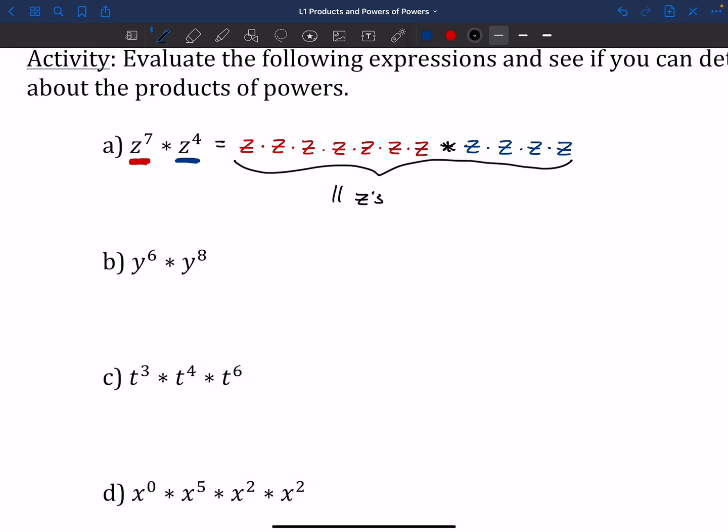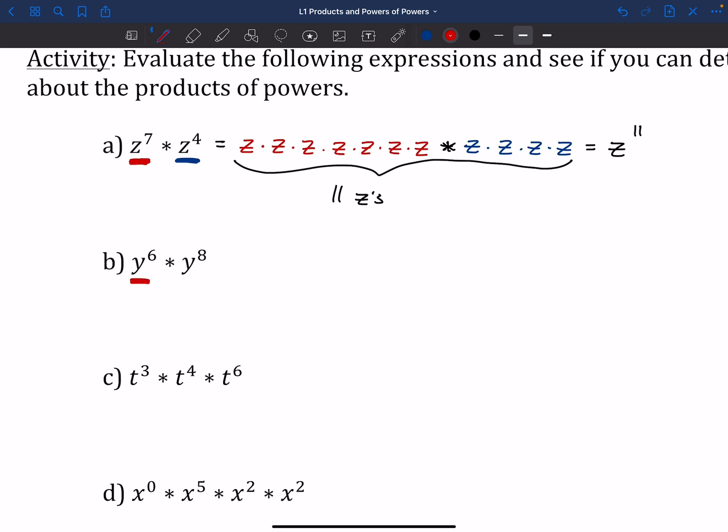So, just like z to the 7th said that I had 7 z's multiplying, z to the 4th said I had 4. I can write this as z to the 11th. That's telling me that I have 11 z's altogether. So, you might be able to pick up on the little rule here. Let's go through another one with these y's on part B.